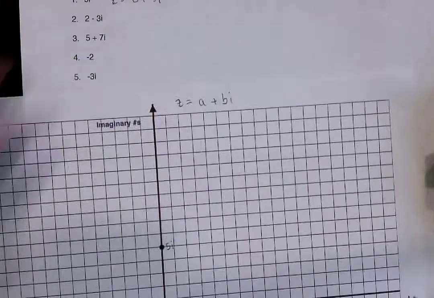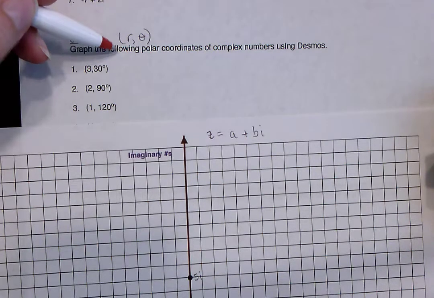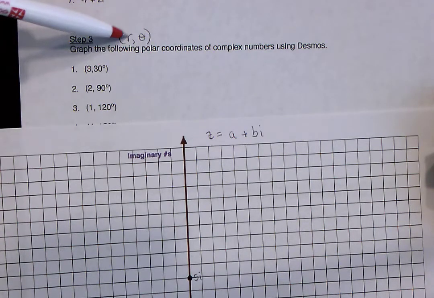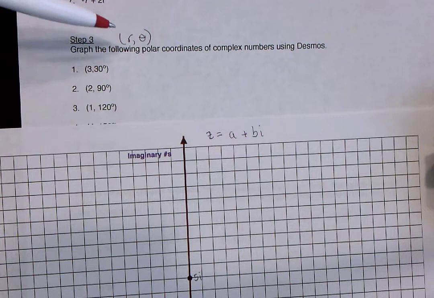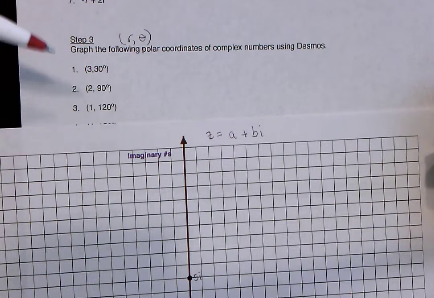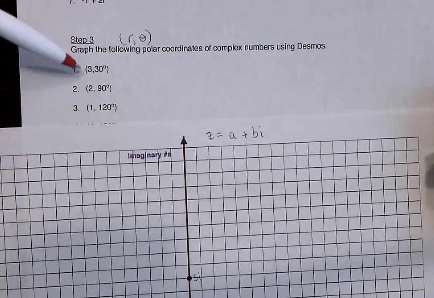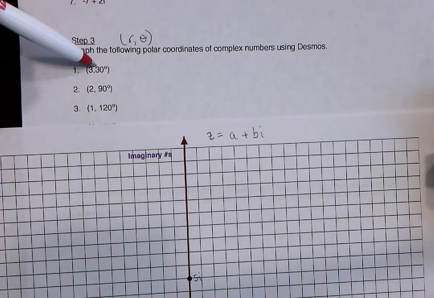The second part, they give you polar coordinates. Now, polar coordinates, they give it to you in this form, r comma theta. There is a more complicated way of looking at it, but we're just going to look at this for now, and then I'll show you something later when we convert between the two. So they're telling you what the radius is, and they're telling you the degrees.